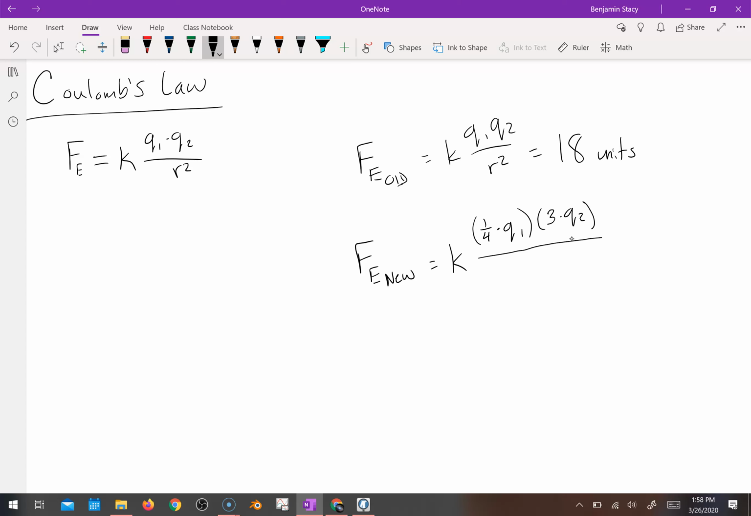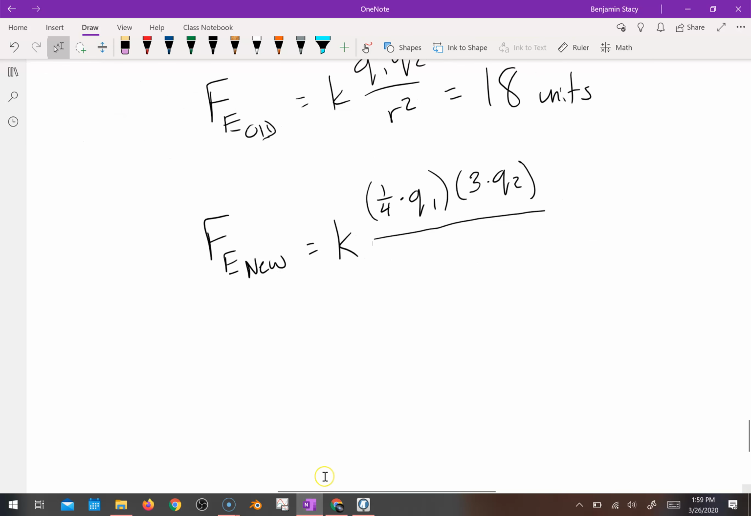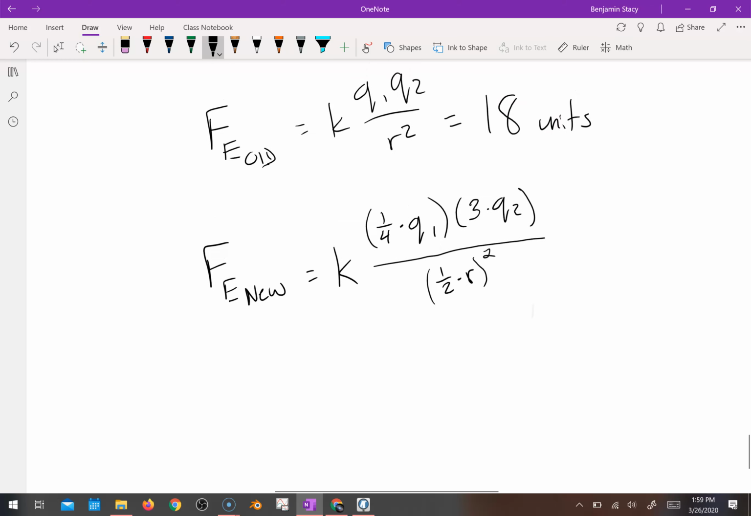And we're going to divide this by the separating distance squared. We've got to remember the squared. And our separating distance, what happened to it? The distance separating objects 1 and 2 is halved. So it's cut in half. How do I represent that? I have my R, and it's cut in half, so it's divided by 2. Or I could write that as 1/2 times R, either way. But I've got to make sure all of that is squared. The separating distance is being squared.